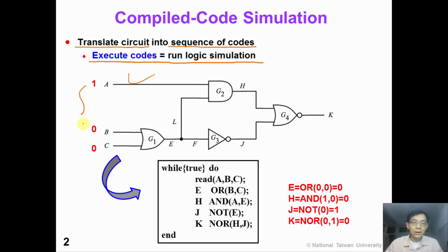For example, given the input ABC equal to 100, we read the value of ABC and we execute this code, where E is equal to OR BC. So we can obtain the value of E equals 0. And then we execute the next line of code. So we know that H is 1 AND 0, so the result is 0. Similarly, we execute the next line of code. So J is 1. Finally, K is NOR HJ. So we obtain the final result, which is 0. And in this way, we can finish the logic simulation.